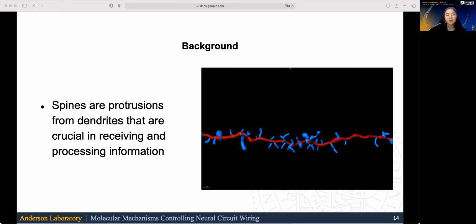Knowing this, determining whether or not spine density would change if latrophilin 2 was removed was an important step in determining whether latrophilin 2 was involved in synaptic development in the MEC.